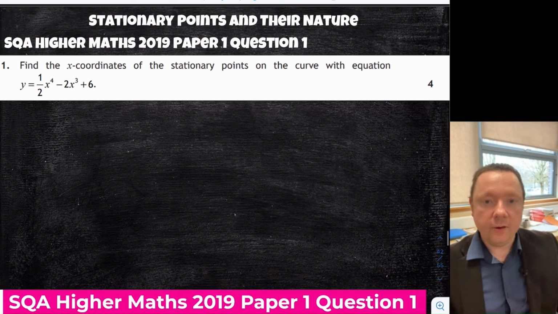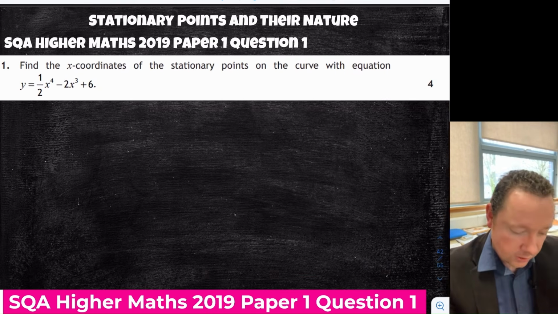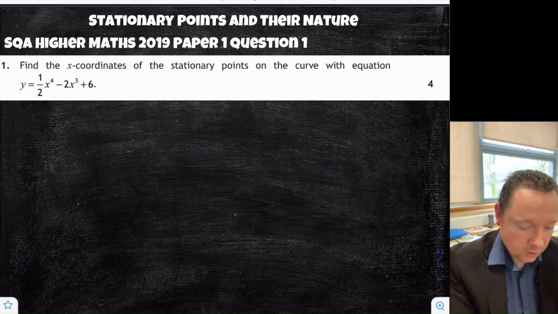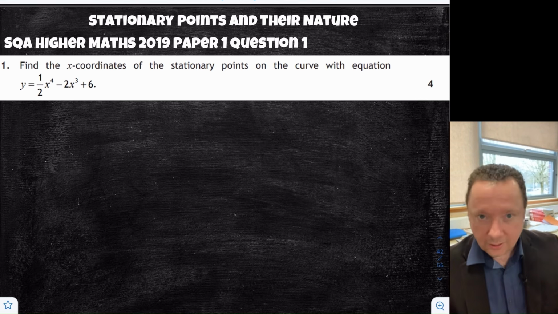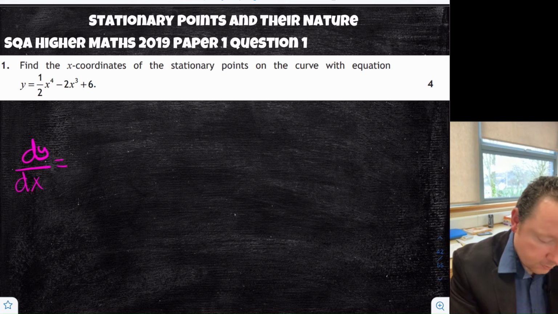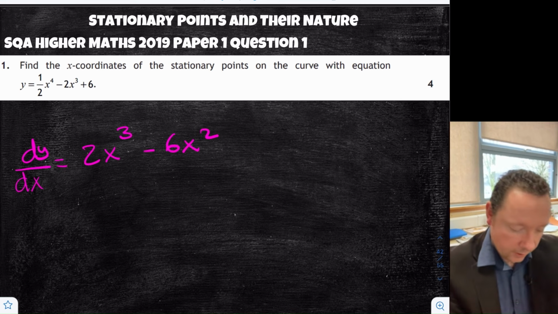Stationary points in our National 5 History Higher Maths 2019 Paper 1 Question 1. Find the x-coordinates of the stationary points on the curve with equation y equals a half x to the 4 minus 2x cubed plus 6. Stationary points occur when dy by dx equals 0. So we can find dy by dx. 4 times a half, well that's 2x cubed, take away 1 from the power. 3 times 2 is 6, so minus 6x squared, and then 6 goes to nothing.